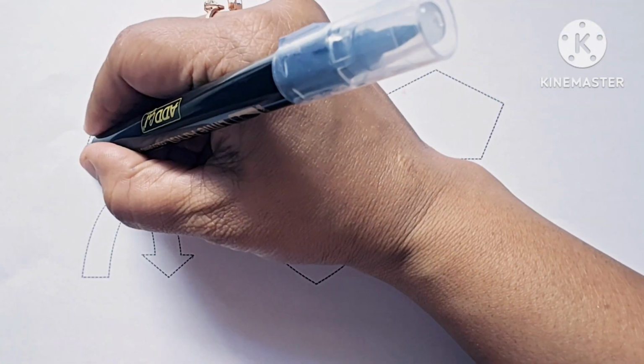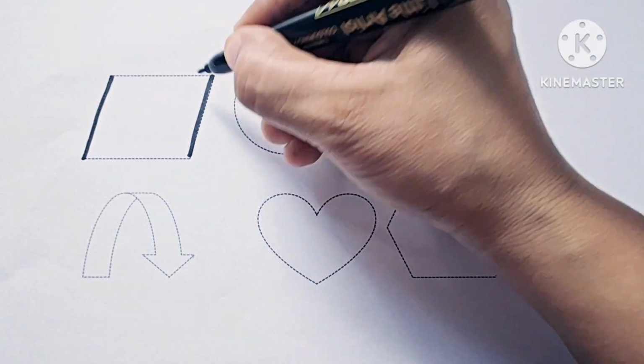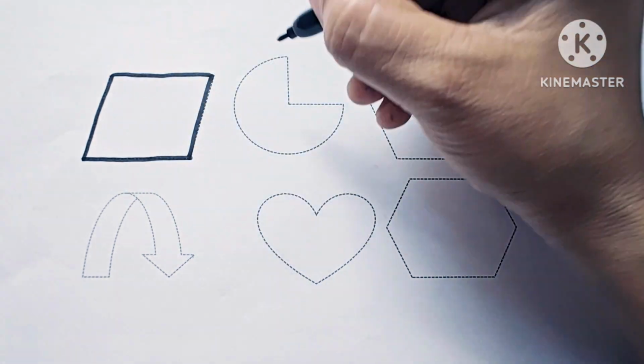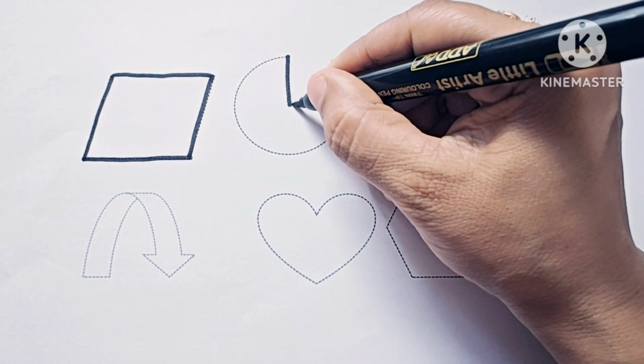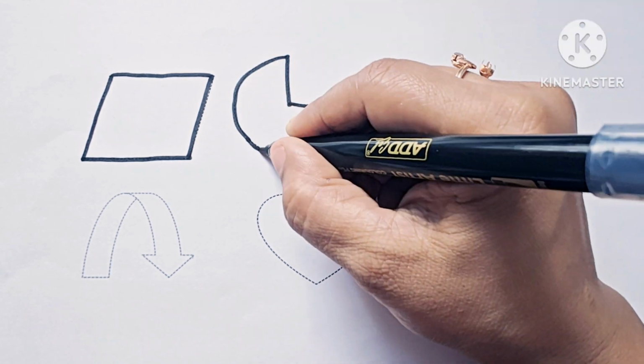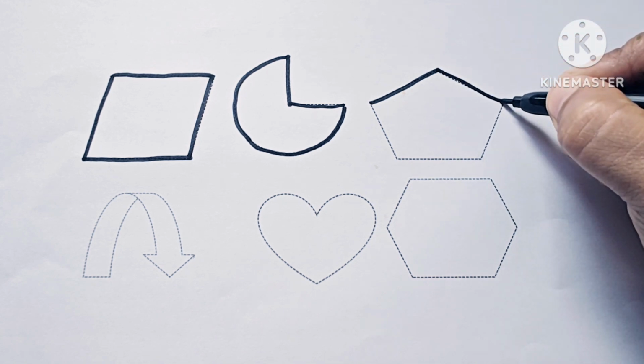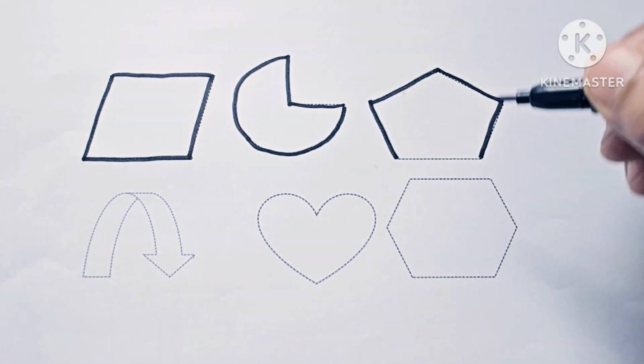This is parallelogram. It has 4 sides. It is 2D shape and opposite sides are parallel. This is pi. It is 2D shape. This is pentagon. Pentagon has 5 sides. It is also 2D shape.